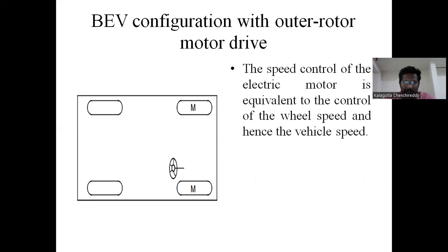An example of this type is a ceiling fan: the stationary part is inside and the outer part is the rotating part. The rotor is outside and the stator is inside. This is the last configuration. In this type of configuration, we need to use only low speed electric motors. If we use high speed electric motors, it is very dangerous.